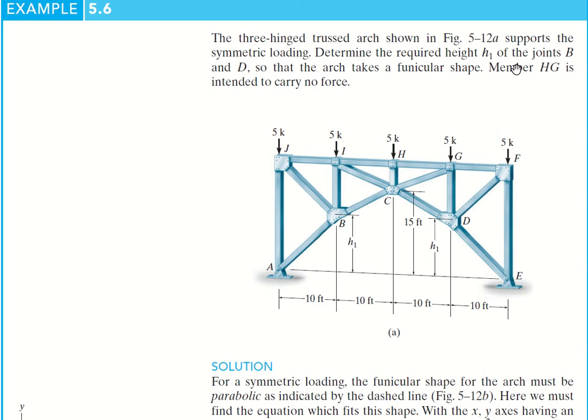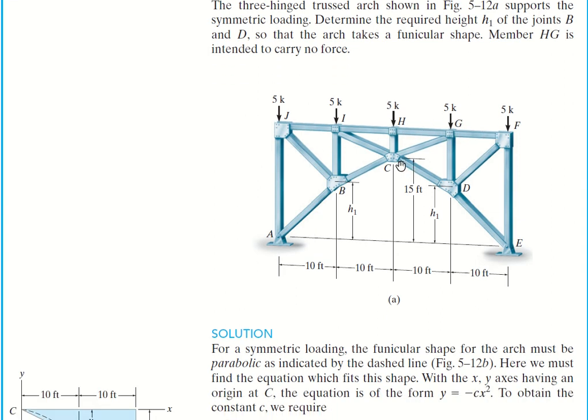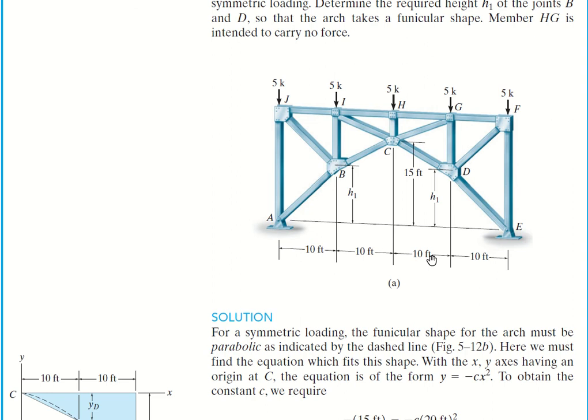The supports and loads are symmetric. Determine the required height H1 of the joints B and D. This is your point B. This is your point D. So it says that determine their heights, right? So that the arch takes a funicular shape. Member HG is intended to carry no force. The member HG, this is your member HG, it is intended to carry no load. Okay, now the height of point C is given as 15 feet, and you have to determine the height of points B and D. The horizontal distances are also given.